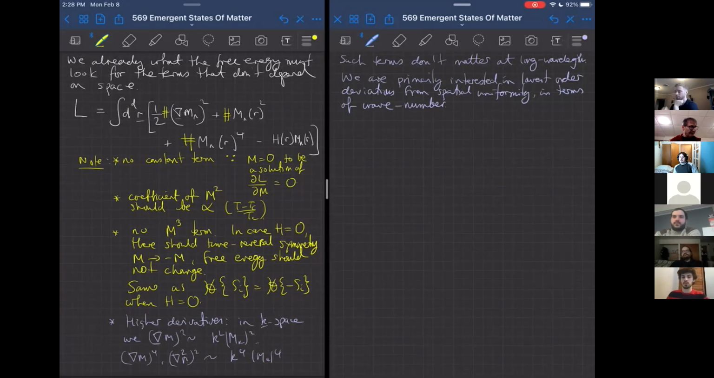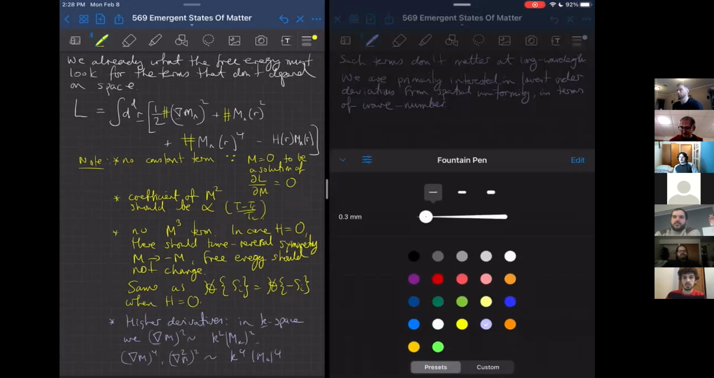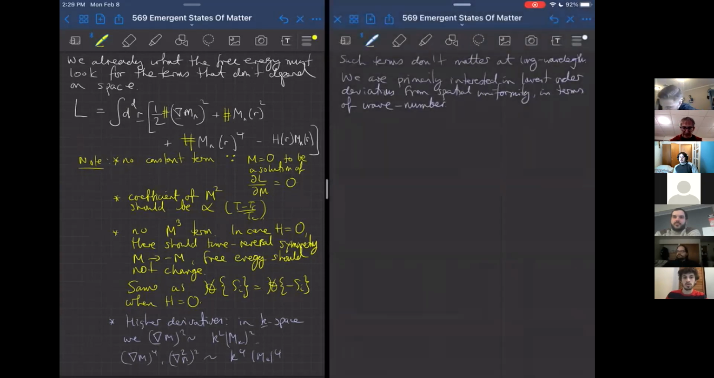Can I ask a question? Yes. So what do you mean by no constant terms? Could you explain that again? Could I explain why there is no constant term? Why is there no linear term here other than the coupling to the magnetic field? That's what the question was.